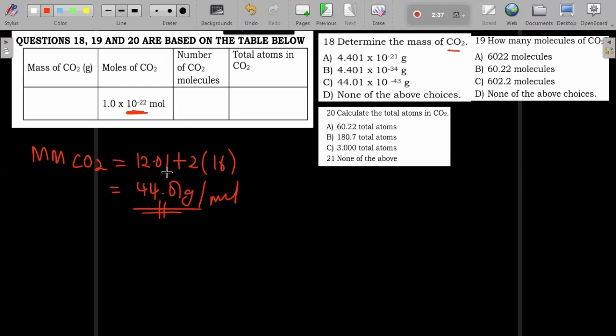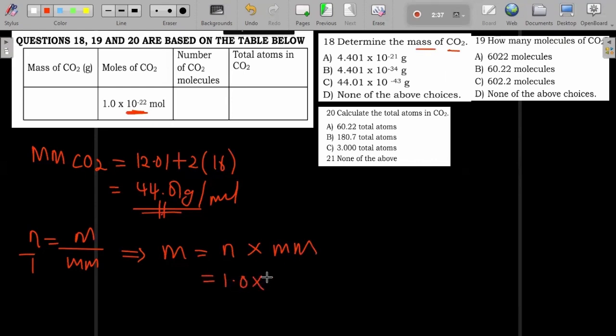Then here I've been given the moles, so I can use the moles and the molar mass to come up with the mass. We know that moles equals mass over the molar mass. So if we make mass the subject, mass equals the moles times the molar mass. The moles have been given as 1.0 times 10 to the power minus 22. I multiply this by the molar mass, which is 44.01. Just punch this onto your calculator. What are you going to get?